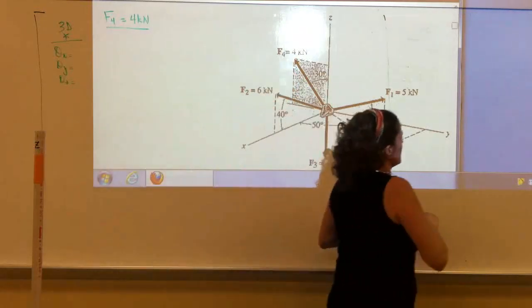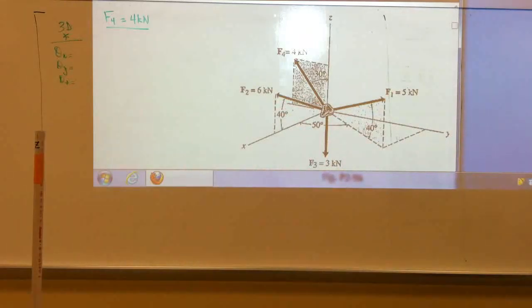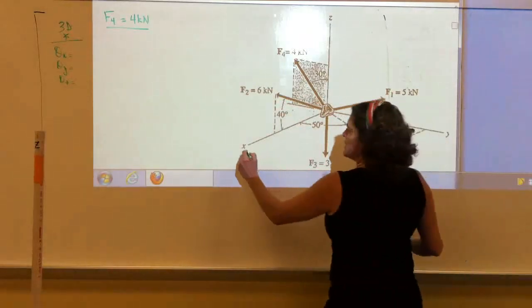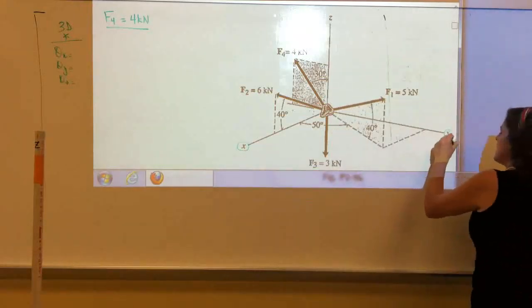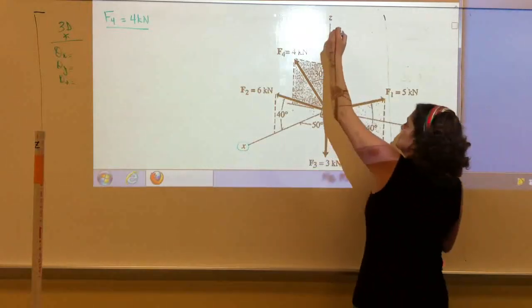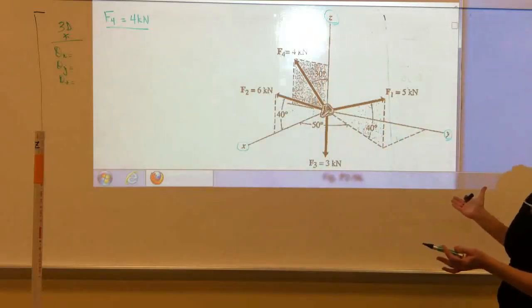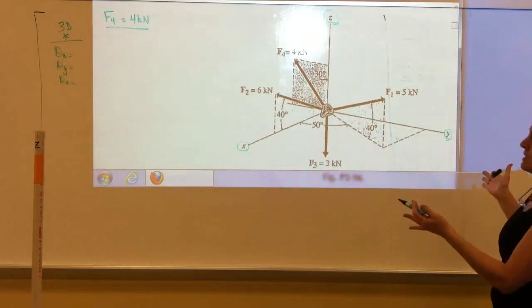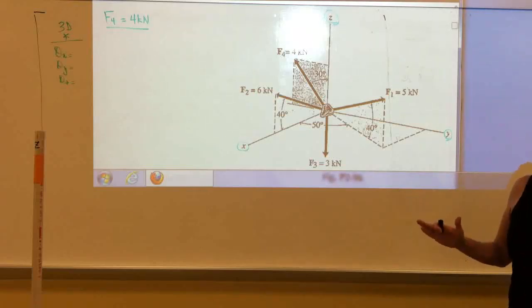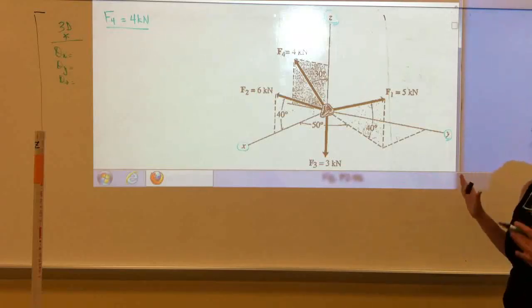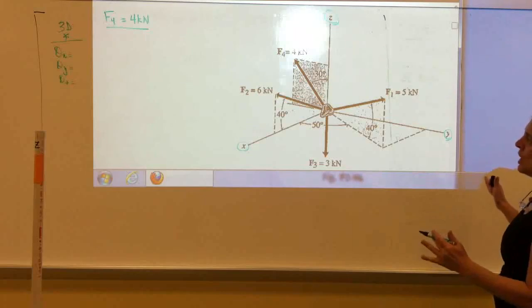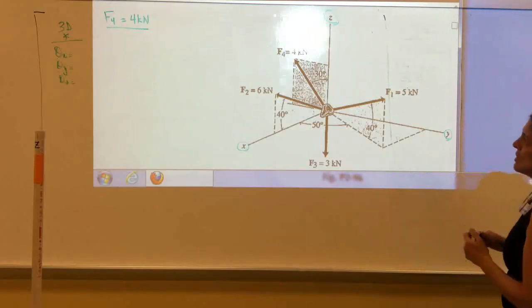What's the first thing you do on a 3D problem? Take a look at the axes. Here's the x-axis, here's the y-axis, the horizontal plane, and here's z. As we go along in statics, so far we're looking at two 3D problems, and both of them have the axes set up the same way. But that's not the case in all of statics. We're going to see different axes, so we always have to make sure we know where the axes are.